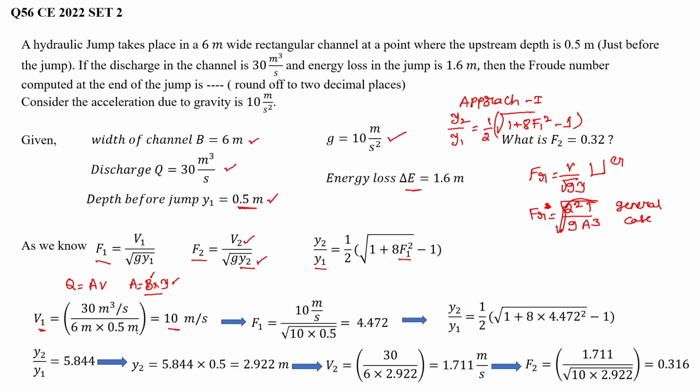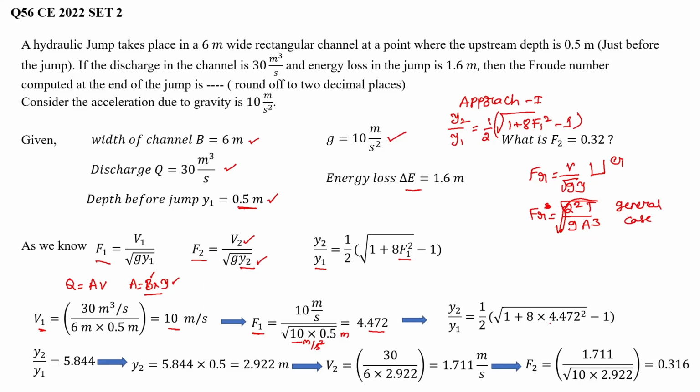Now let's use this V1 to calculate the F1. So F1 equals 10 meter per second divided by the square root of g times y, where the 10 is acceleration due to gravity, meter per second square, and this is meter. So the square root of 10 into 0.5 gives us a value of 4.472. This is the Froude number before the jump.